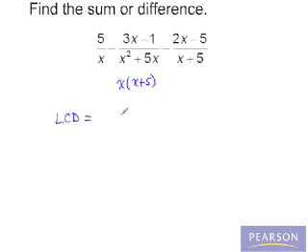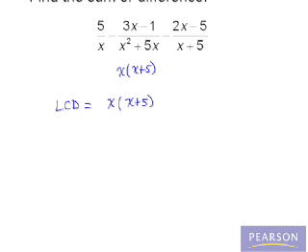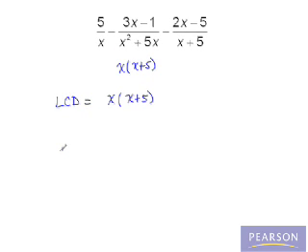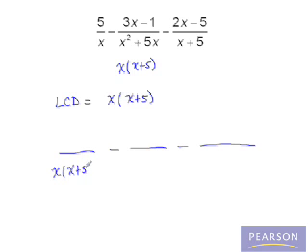And it turns out that our least common denominator will be a factor of x and a factor of x plus 5. So x times x plus 5 will be our least common denominator. So we will rewrite all three fractions with our new common denominator, x times x plus 5.